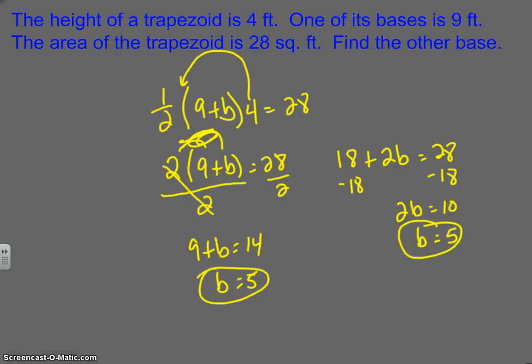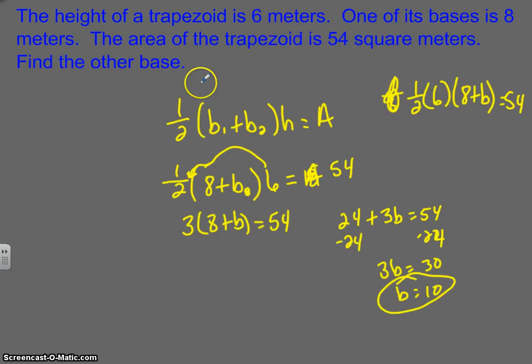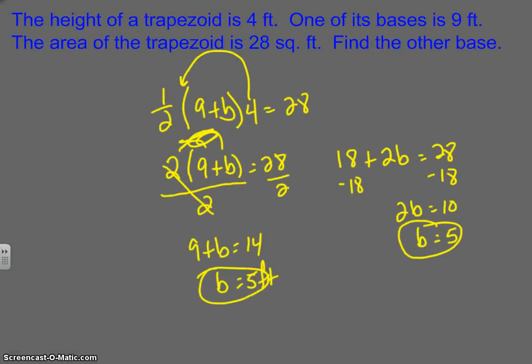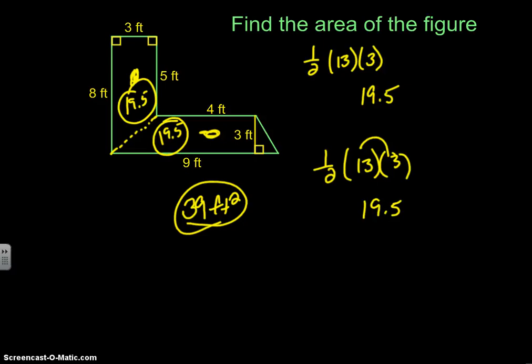One thing I know I forgot, please don't forget this, I forgot to put units on this. We're dealing with feet, so B equals 5 feet. Even I forget to do this. This is meters, 10 meters. Please do not forget to do units like I just did. Please remember to do that.